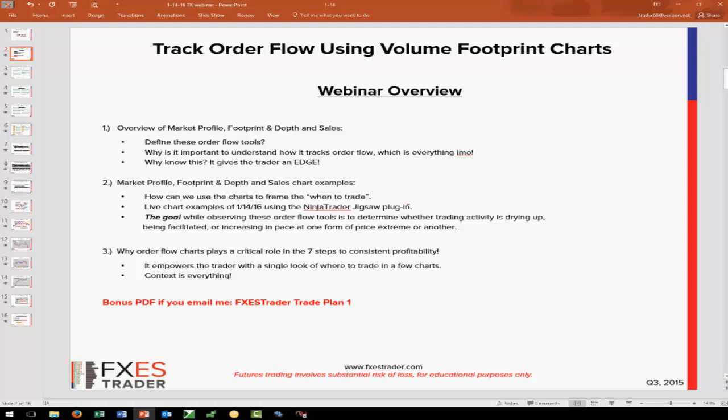I've shown a lot of examples of Market Delta's footprint in the past. So other than some pictures I have in the slides here we're going to go through, I'm going to focus mostly on Jigsaw and the Ninja today. So really the goal while you're observing all these tools is to determine, obviously, what's going on, but really whether trading activity is drying up, being facilitated, or increasing in pace at one extreme or another.